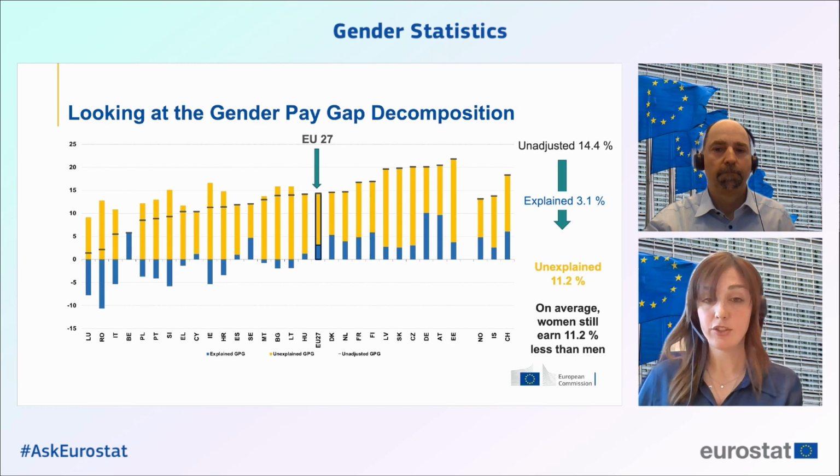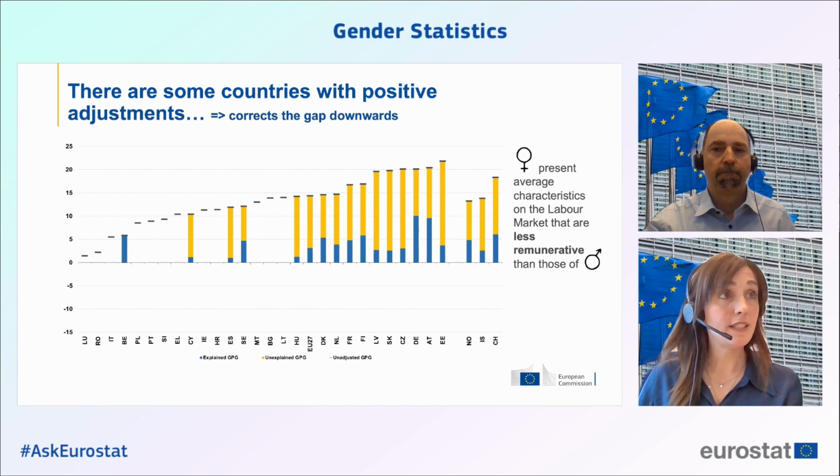This is a rather limited adjustment due to the fact that countries record positive or negative adjustments that partly cancel each other out at EU level. In the next slide, we can see some countries with positive adjustments that correct the gender pay gap downwards, meaning that female employees present average characteristics on the labor market that are less remunerative than those of men. For some countries, such as Austria and Germany, the explained gender pay gap constitutes nearly half of the unadjusted. In the case of Belgium, the unadjusted is fully explained by composition or segregation effects captured by the gender pay gap adjustment.